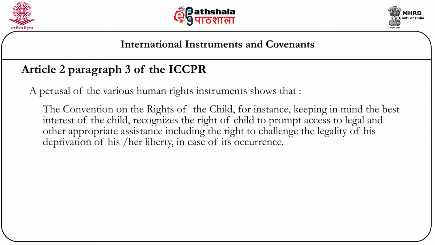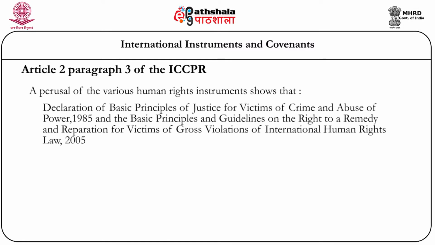The Convention on the Rights of the Child, for instance, keeping in mind the best interest of the child, recognizes the right of the child to access legal and other appropriate assistance, including the right to challenge the legality of his or her deprivation of liberty in case of its occurrence. Then there is the Declaration of Basic Principles of Justice for Victims of Crime and Abuse of Power in the year 1985, and the Basic Principles and Guidelines on the Right to a Remedy and Reparation for Victims of Gross Violations of International Human Rights Law in the year 2005.